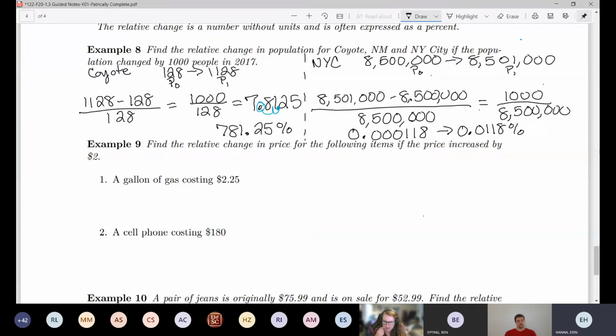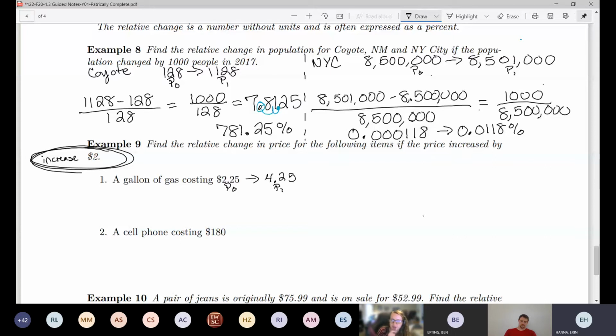So find the relative change in price for the following items if the price increased by 2. Let me just write this down here: increase, because it got separated. So we're going to increase by 2 in each piece of this example. A gallon of gas costing $2.25 starts at $2.25, and then we're going to increase that price by 2. So it's going to end up at $4.25. Sorry, I got too used to a pattern in there. $4.25.